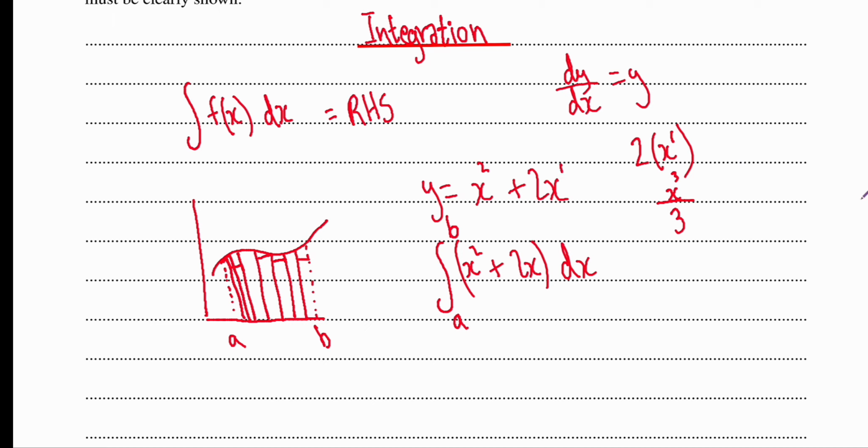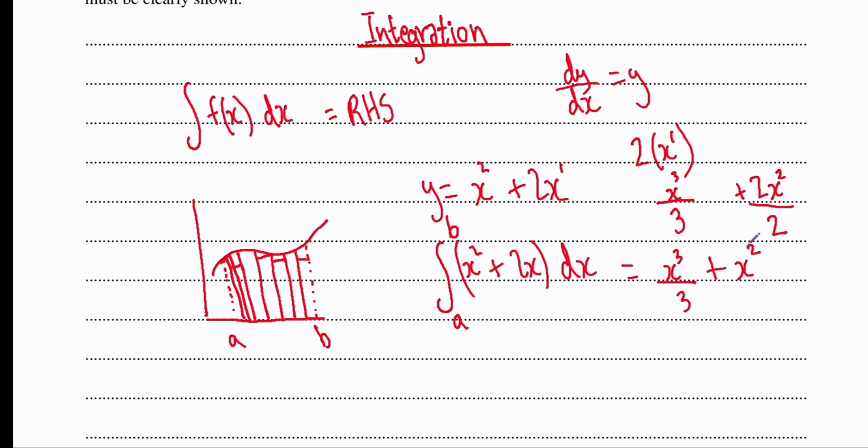So now what we do is, we have plus 2x, and then x, we raise the power by 1, so it becomes 2. And then we divide by the new power, so divided by 2. So that is the integral. So the integral of this is actually x cubed over 3 plus x squared. And you can see if you differentiate this with respect to x, you would end up getting 3x squared divided by 3, which is x squared, plus 2x, which is what we need.